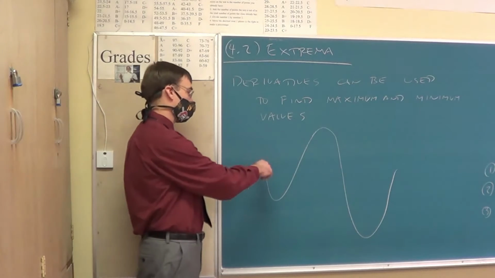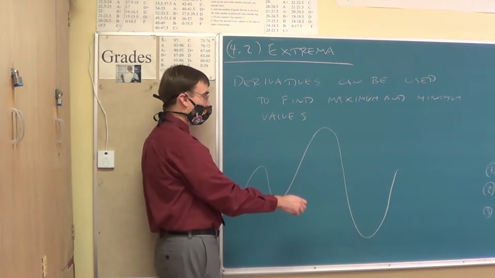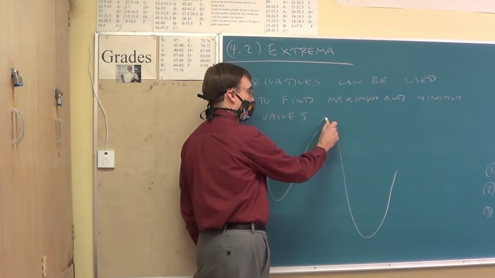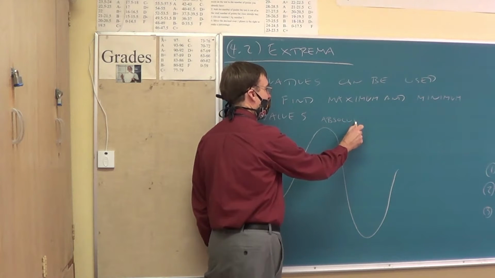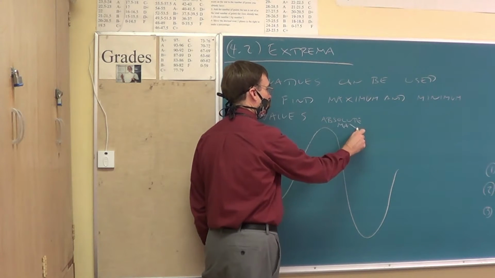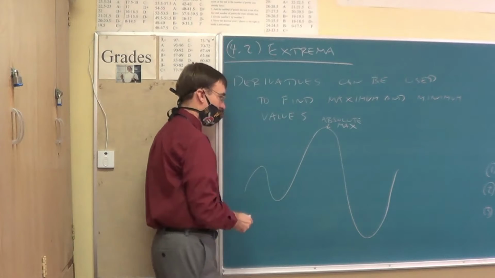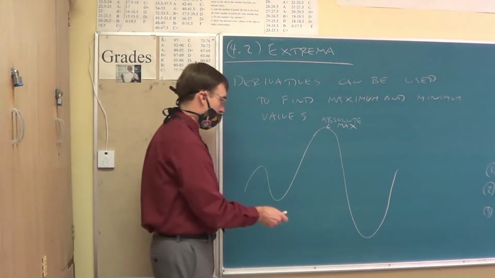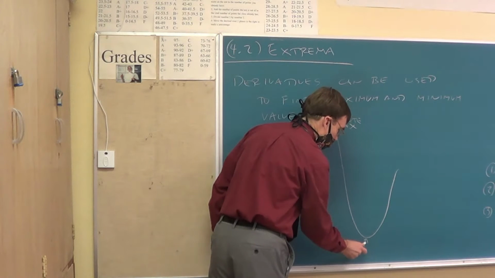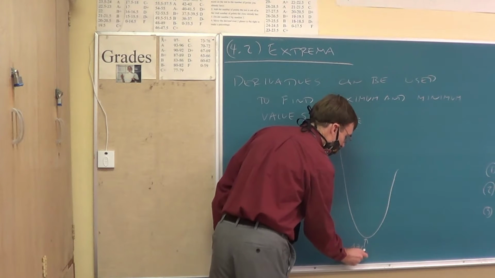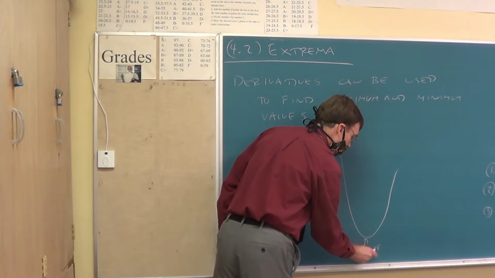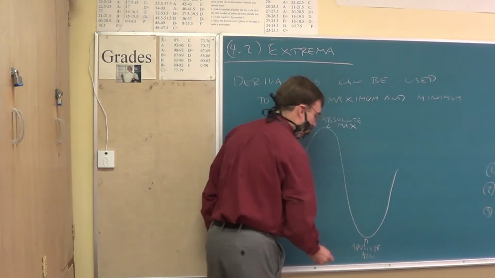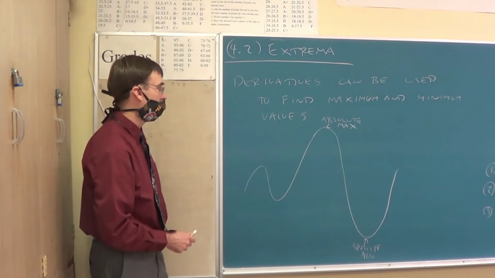So if we look at this graph of wiggly stuff, this point right here is called the absolute max, because of all the points on the graph, that's the highest it ever went. This point right here would be the absolute min, because of all the points on the graph, that's the lowest it ever goes.